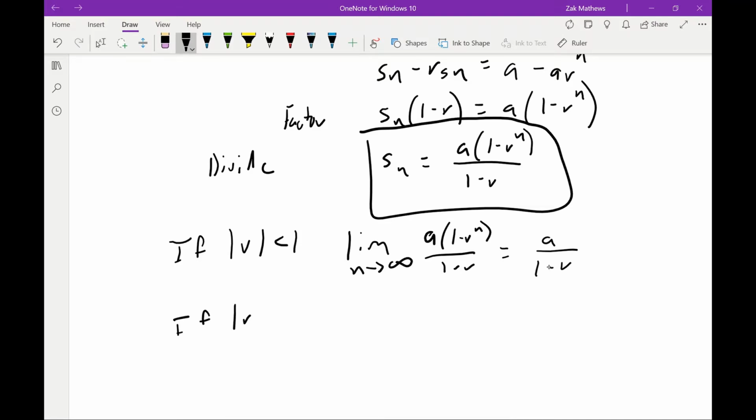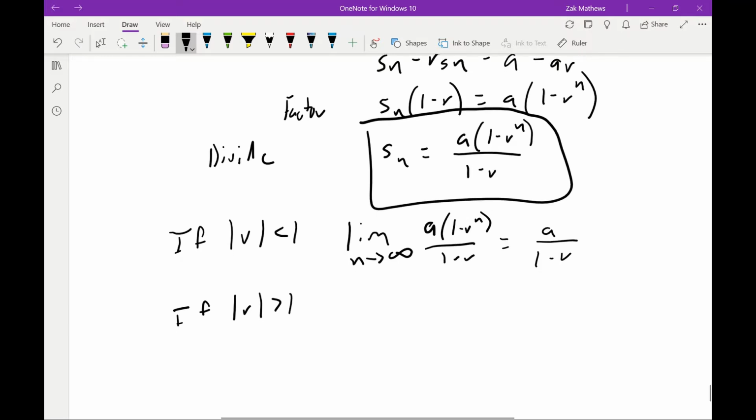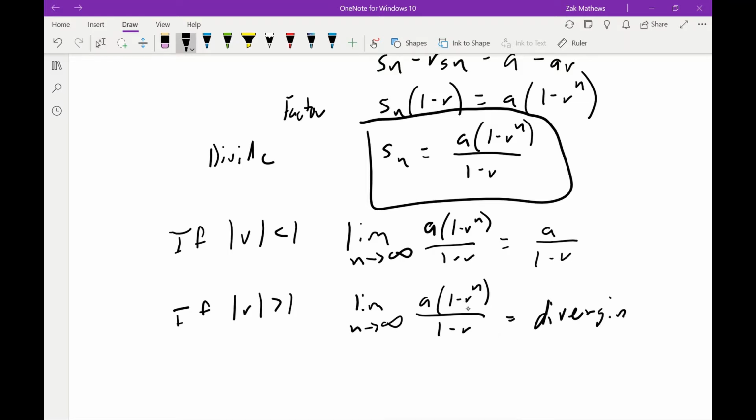If the absolute value of r is greater than 1, well, now we're thinking about the limit as n goes to infinity of a times 1 minus r to the n over 1 minus r. Same thing, but this time, because r is greater than 1, this piece is also going to infinity, so we'd have 1 minus infinity. And so that thing is diverging. It would be going to infinity.